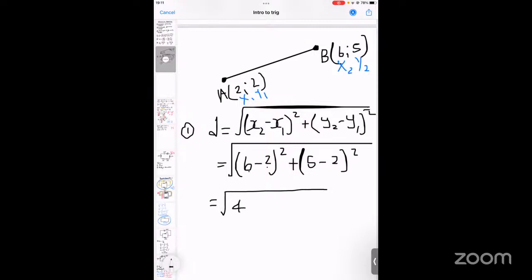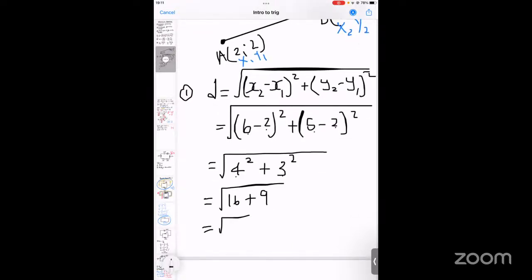It's like we have 4 squared, that you must plus it with that, minus that is 3. It's like we have 3 squared. And then what is a 4 squared? That is 16 plus 3 squared, that is 9. You end up having 16 plus 9, which is 25. Then it means the distance is square root of 25, which is 5.